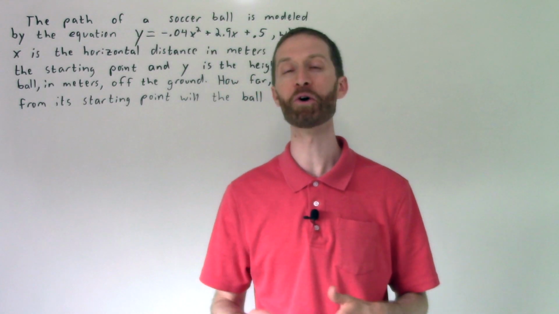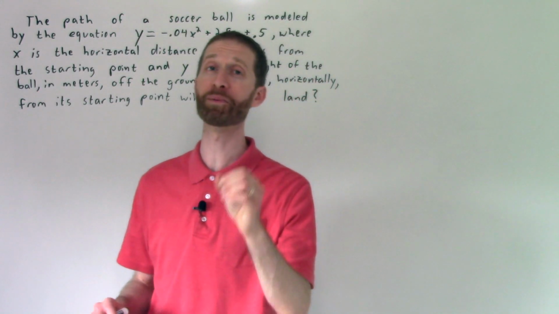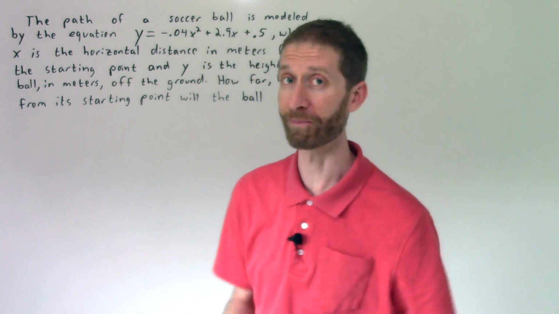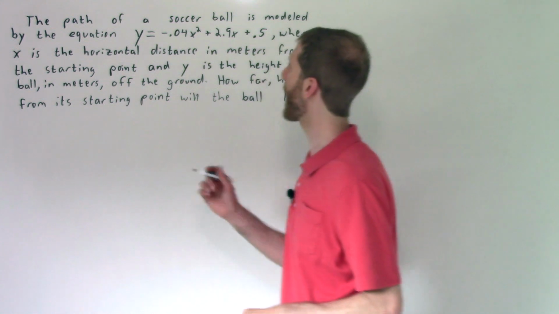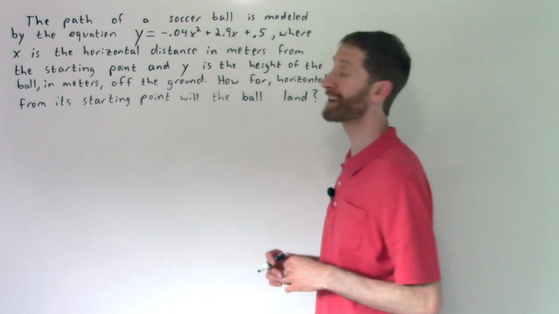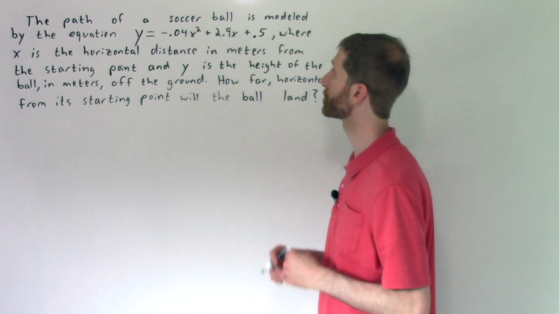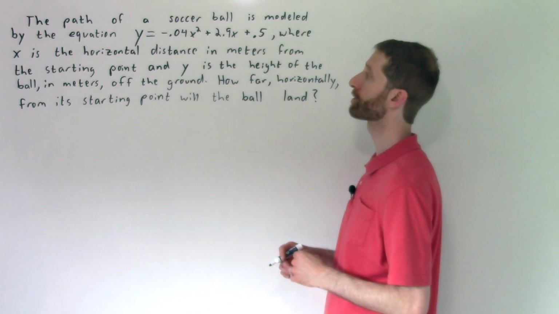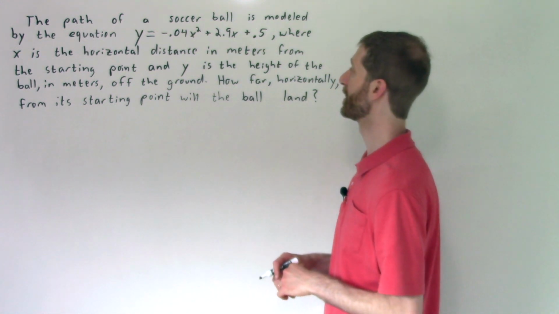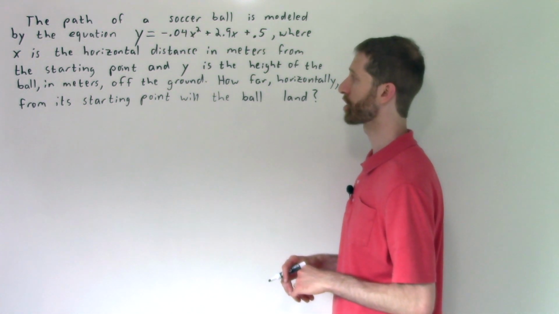Yeah, in this video we are going to be using the quadratic formula to solve one heck of an awesome, yet actually pretty simple word problem. Let's check it out. It says the path of a soccer ball, it's been kicked, is modeled by the equation y equals negative 0.04x squared plus 2.9x plus 0.5, where x is the horizontal distance in meters from the starting point, and y is the height of the ball in meters off the ground.